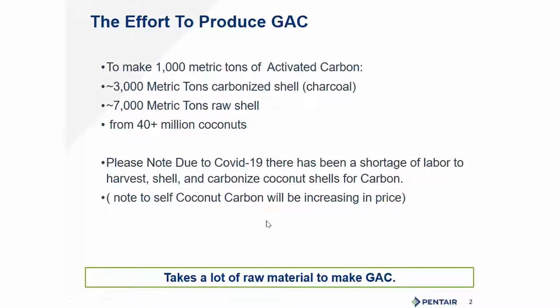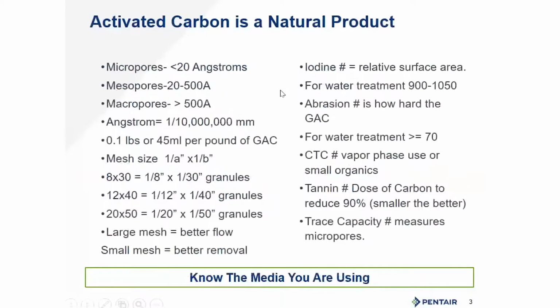So it takes a lot of raw material to make GAC, and when you aren't getting it out of the tree and doing it quickly, price is going to go up. So understand that's coming at you in the design of systems. But now let's take a look at that natural product we're talking about, because activated carbon is made from any carbonaceous source. We're going to talk about different factors that influence the performance of activated carbon and how we sort those details.